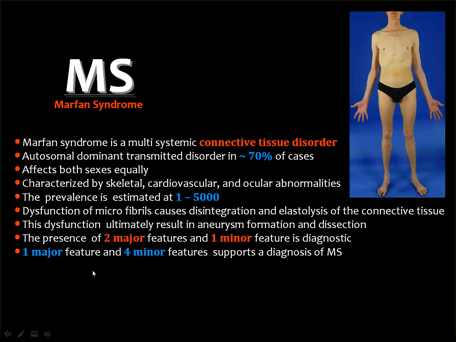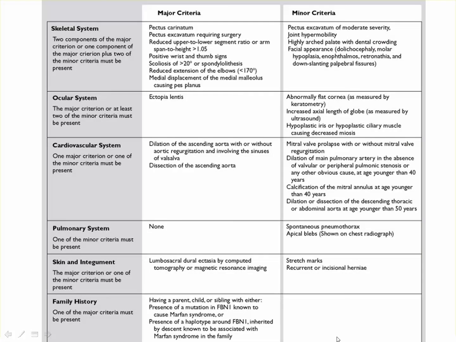This dysfunction may result in aneurysms, may result in vascular dissections, and it has so many criteria. Some are considered major and some are considered minor. According to the literature, if you have two major criteria and one minor criterion, then you diagnose Marfan syndrome. But if you have only one major criterion, you need four minor criteria to support your diagnosis of Marfan syndrome.